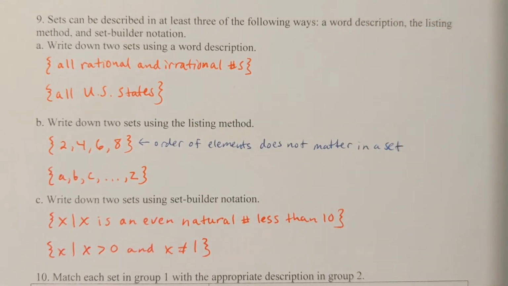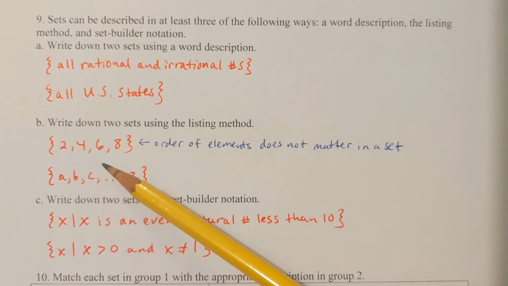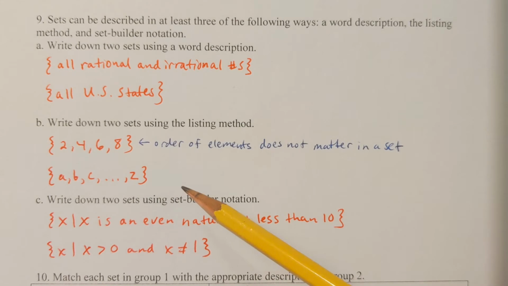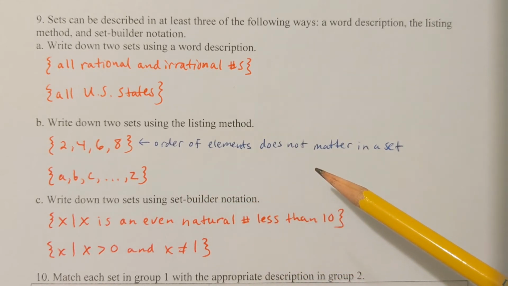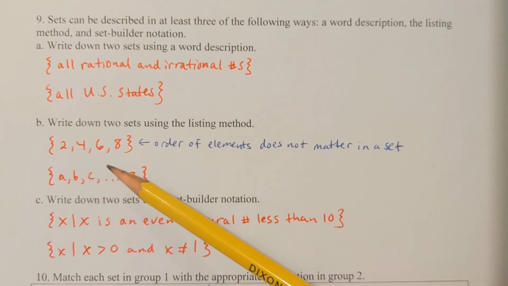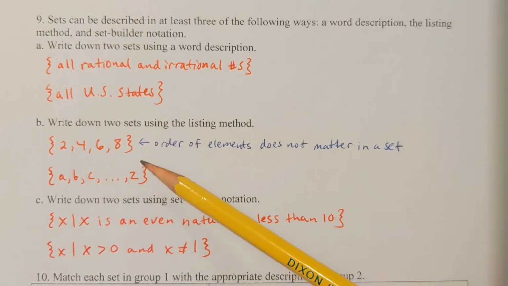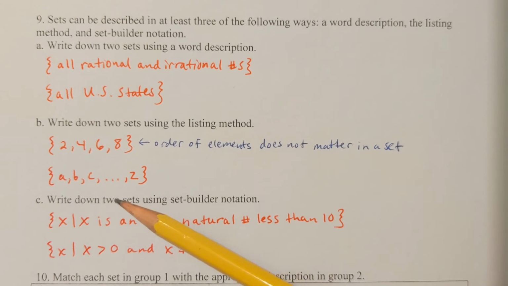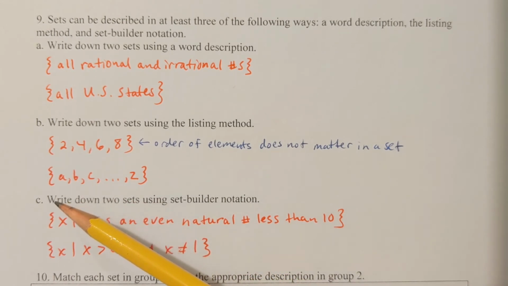Part B, write down 2 sets using the listing method. So the listing method is just where I list the elements that I'm talking about. So when I say the set containing 2, 4, 6, and 8, the order of the elements, by the way, does not matter in a set. So I could say the set containing 6, 4, 2, and 8. It's the same thing. Just make sure that you've got all of them listed there that you want.